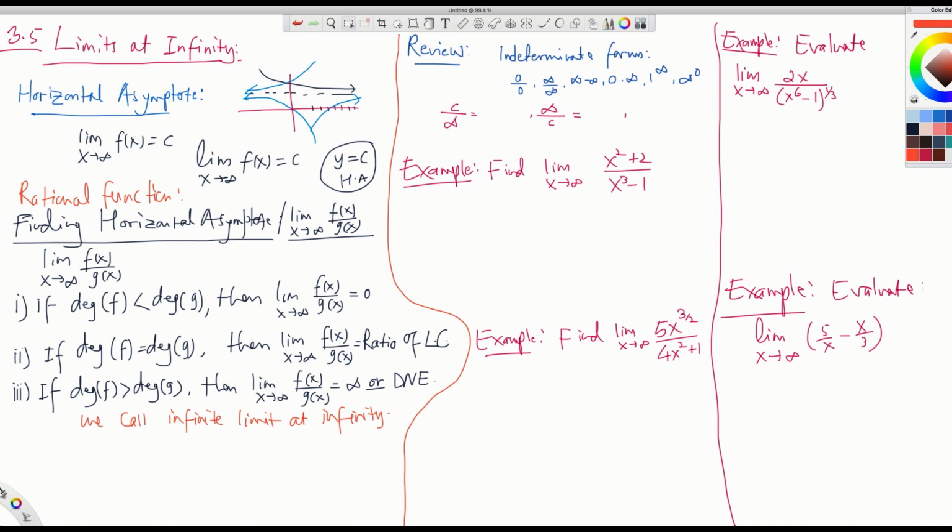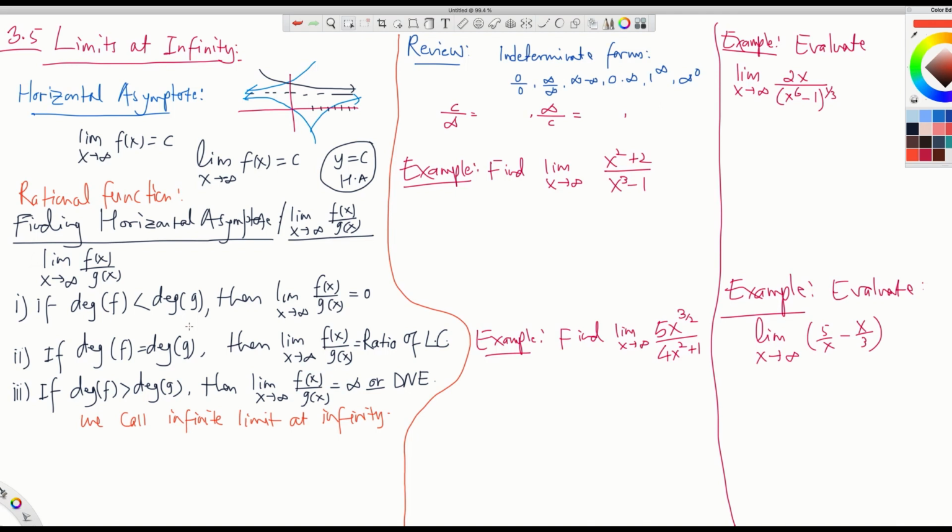First, let us talk about how we find the limit of a rational function, meaning the top function is a polynomial and the bottom function is also a polynomial, so they have some degree. How do we find the limit of that, or find the horizontal asymptote of a rational function? They are the same thing. Finding the limit of f(x) over g(x) where f and g are polynomials, or finding the horizontal asymptote of the rational function f(x) over g(x), is the same thing. Now how do we find that?